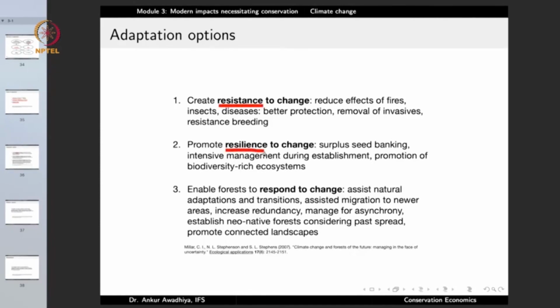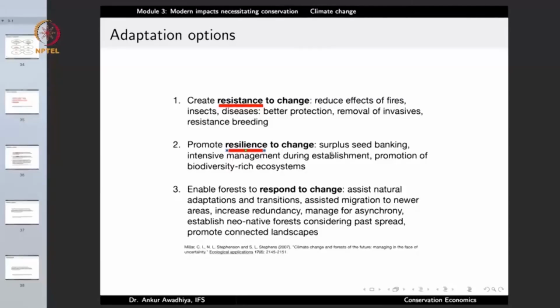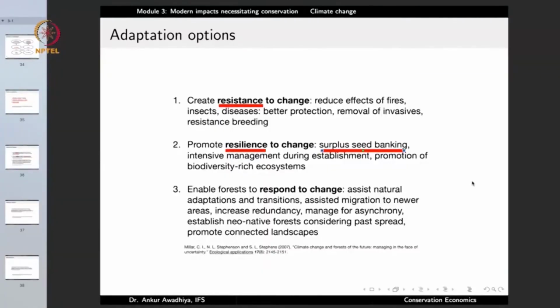Another option is promoting a resilience to change. Now, resilience means that if there is a climate change and there is a negative influence, if later on you are able to bring back the effects of the climate change, you should have a capacity to bring your system back to normal. So, things such as surplus seed banking. In this case, what we are doing is that we are creating a seed bank so that we have the seeds ready that whenever the temperatures come back to normal, whenever the climate comes back to normal, we can make use of these seeds and create the whole ecosystem.